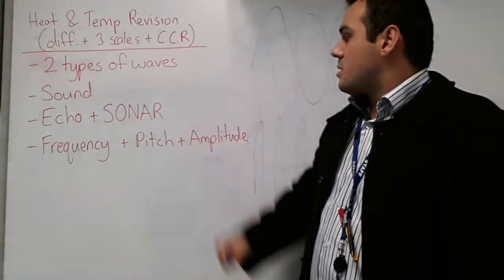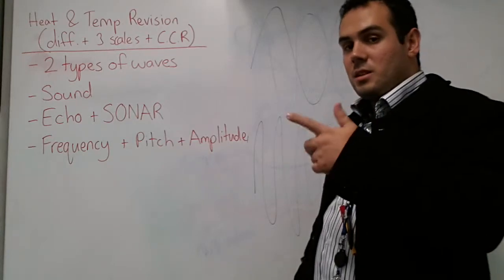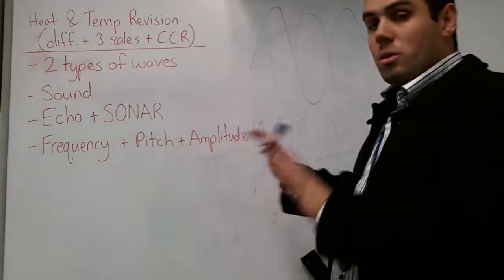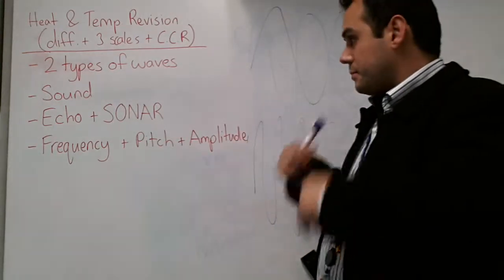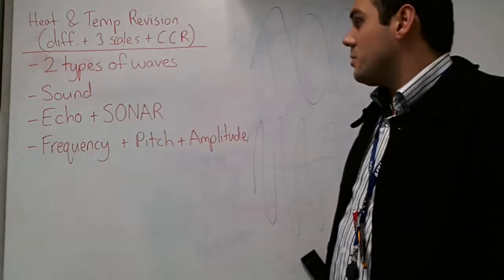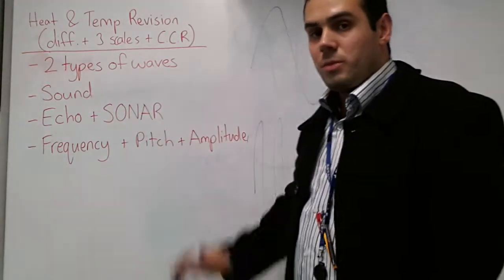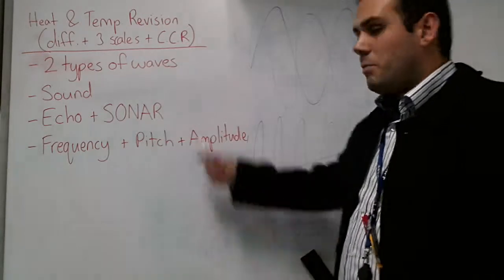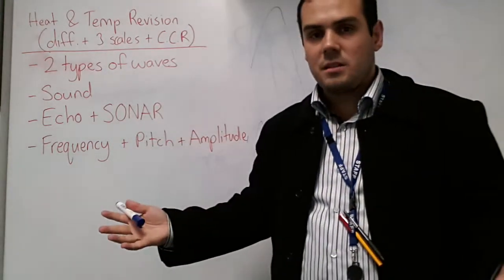So we've covered the two types of waves, transverse and longitudinal. Transverse means the particles move up and down like this. Longitudinal means it's a push and pull method of sound transfer. Sound is longitudinal because there's a push and pull effect of air particles. By the way, if there's no air, there's no sound.